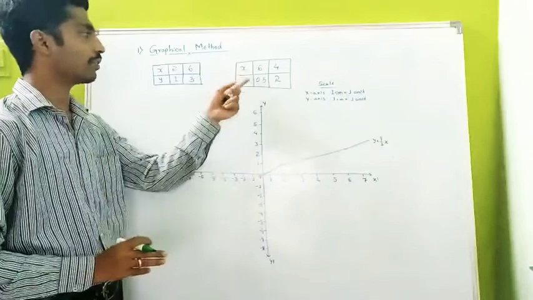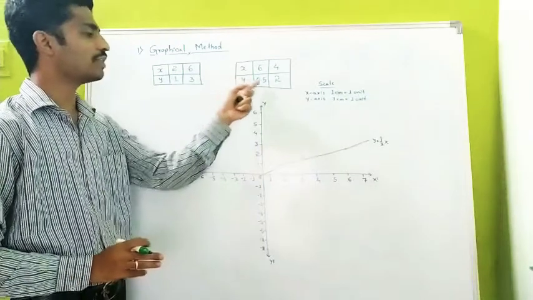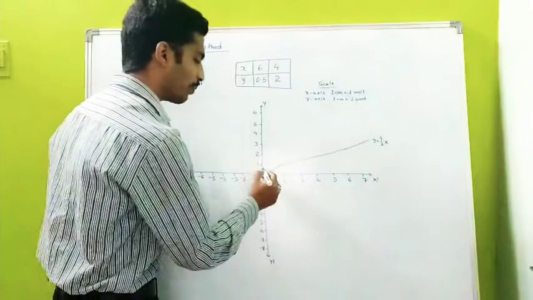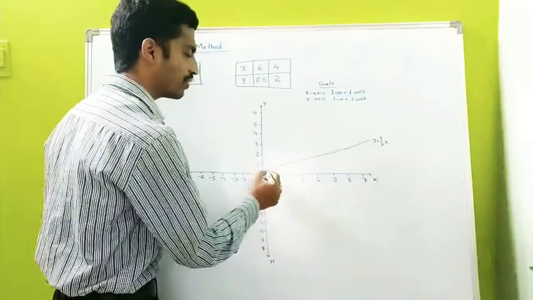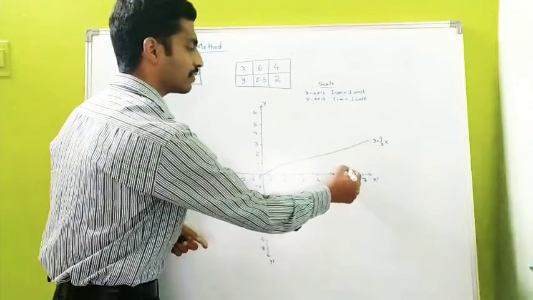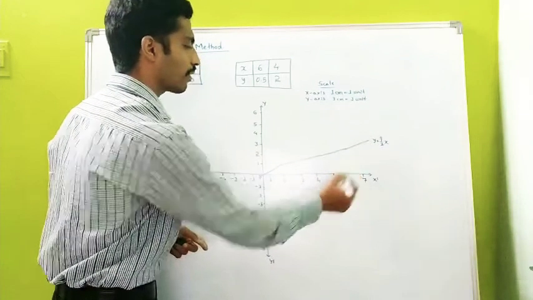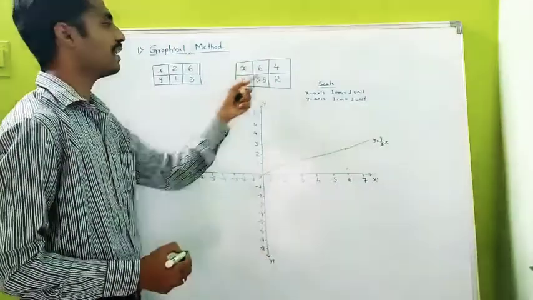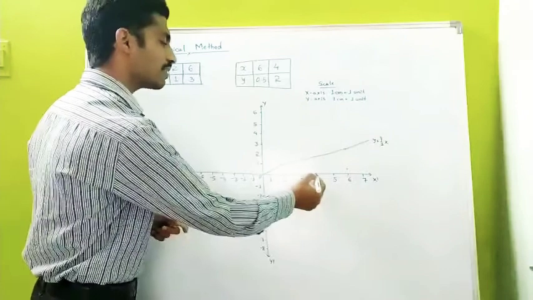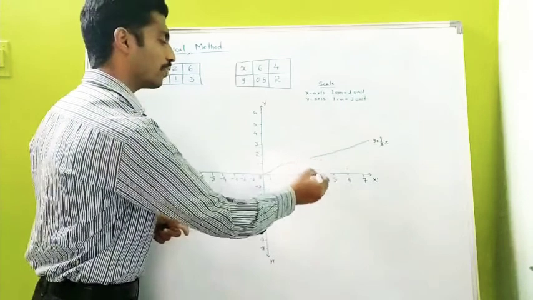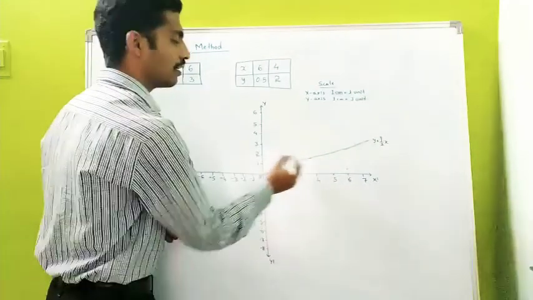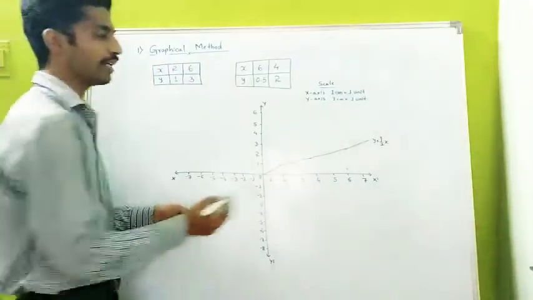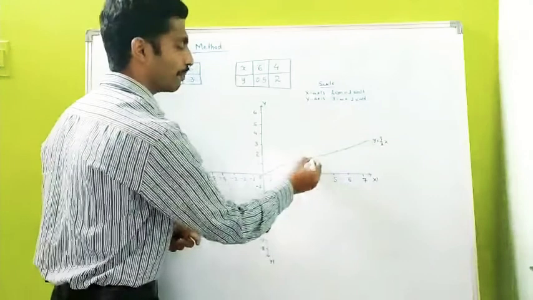Now coming to the second one. x is 6, y is 0.5. So 0.5 means before 1, after 0, and here 6. So here is our point. Next, x is 4, y is 2. So on the line before, you will get it here. So join them.